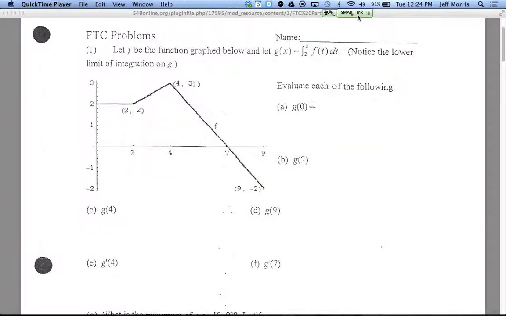Can somebody tell me? G of 0 was what? Negative 4. What was G of 2? 0. What was G of 4? 5. What was G of 9? 7.5. I'll probably need that stuff. Might need it.